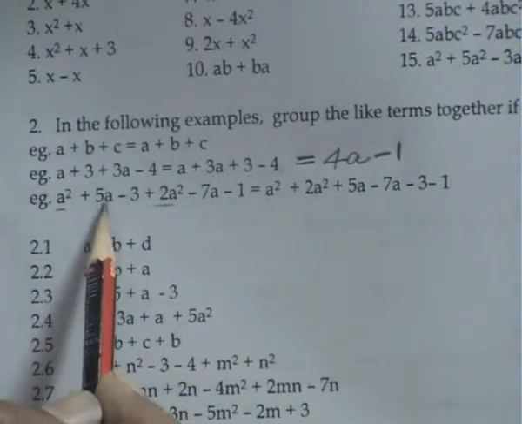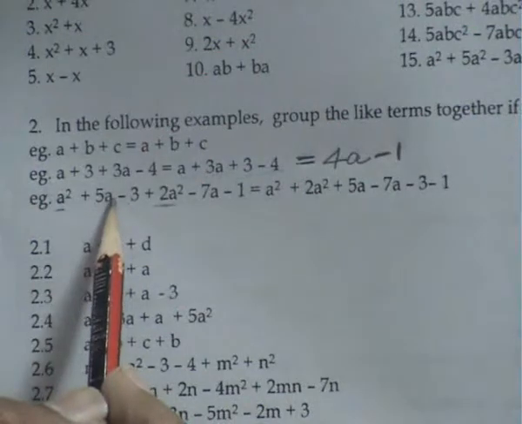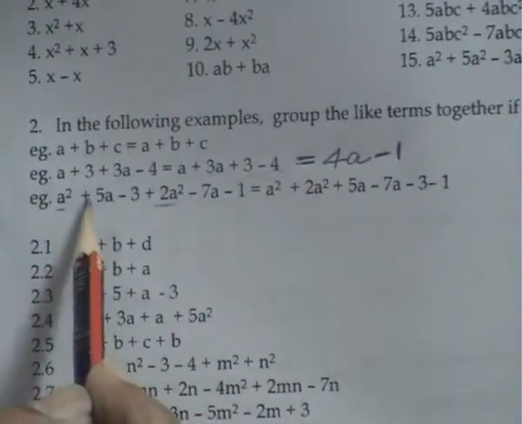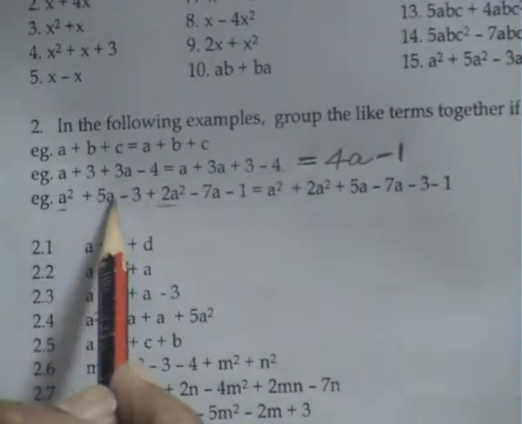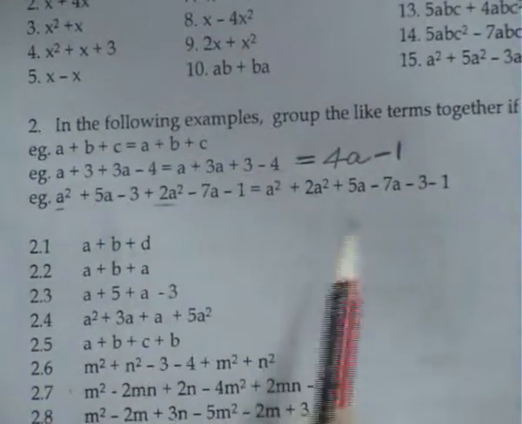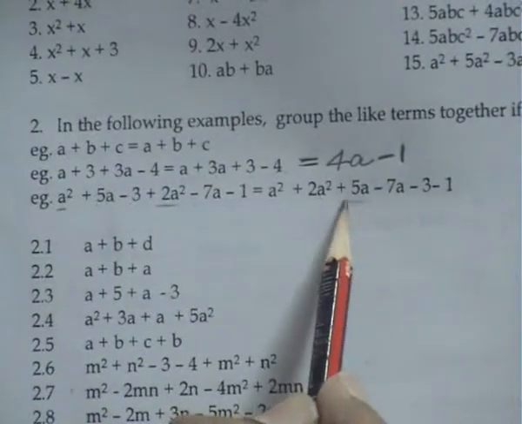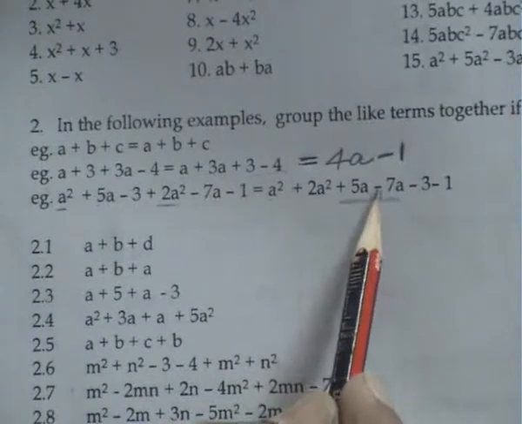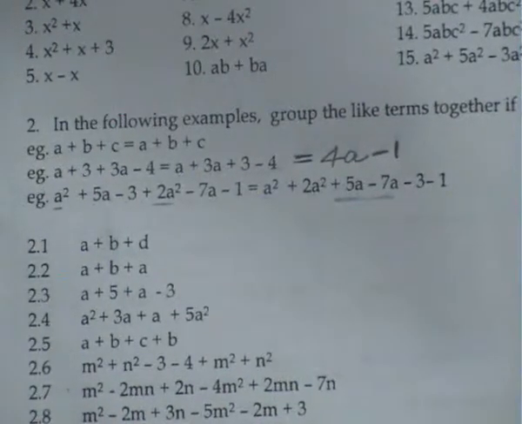Then we got a term in a. You got plus 5a and you got minus 7a. Now remember, the sign must go with it. So you got plus 5a minus 7a. So I wrote plus 5a here and I wrote minus 7a here. And remember, the signs came with them like that.